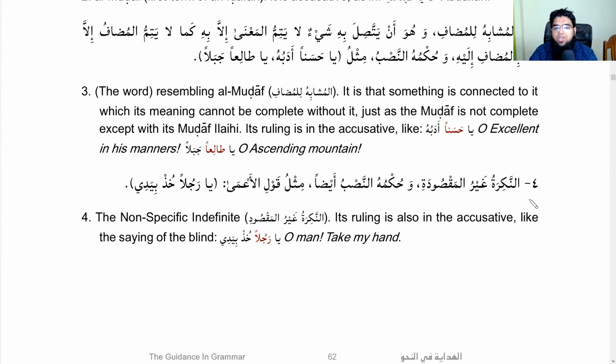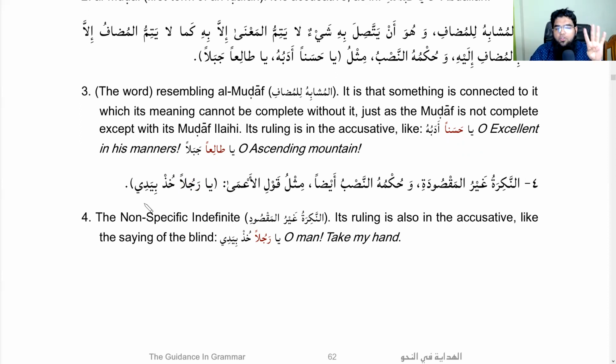an-nakiratu ghayrul maqsuda. The fourth type of word which you can call is nakira, غير المقصودة, and its ruling is nasb also. مثل قول الأعمى, like the saying of the blind man, يا رجلا خذ بيدي. Oh man, take my hand. Here he is not calling one specific man; it's not a fixed man, it's like any man. Ya rajulan khudh biyadi. Oh man, take my hand. So this is also mansub.